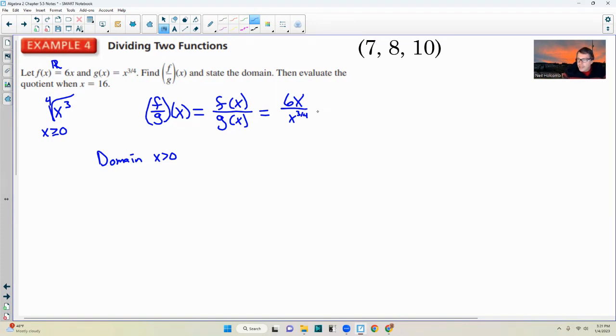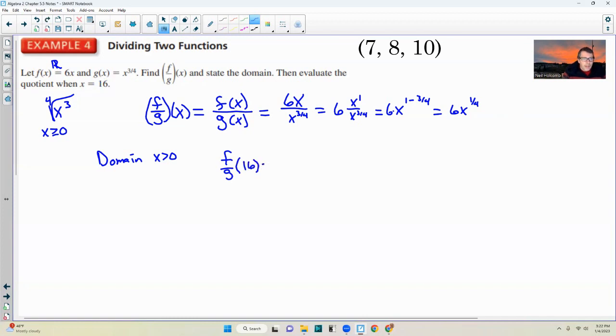Okay, so now I don't want to leave this as x to the 3/4. Remember the rule. We can rewrite this as 6 times x over x to the 3/4. Okay, and this is x to the 1. And the rule for division means to subtract your power. So that would be x to the 1 minus 3/4. Don't forget my 6 out in front. And so that's going to simplify to 6x to the 1/4. So that is the 4th root of x, if I wrote it that way. Now I want to find f divided by g of 16.